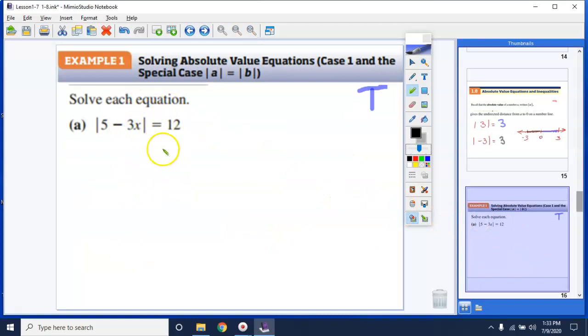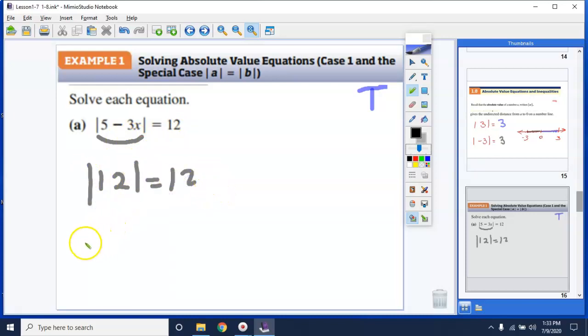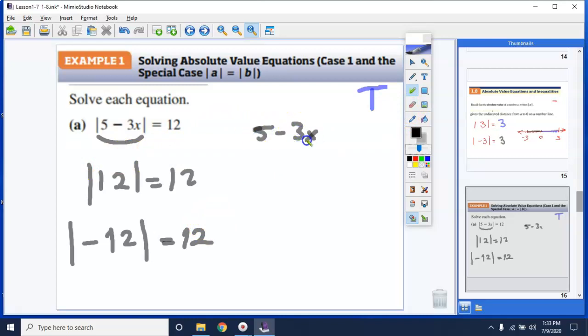Let's have a look at this example. Solve the equation. As you see, we got something here and we got 12 over here, right? The absolute value of 12 would be 12, right? But at the same time, the absolute value of negative 12 would be 12 as well. So that's why I'm going to do it this way. 5 minus 3x could be 12. At the same time, 5 minus 3x could be negative 12 as well. So I'm going to solve both cases.